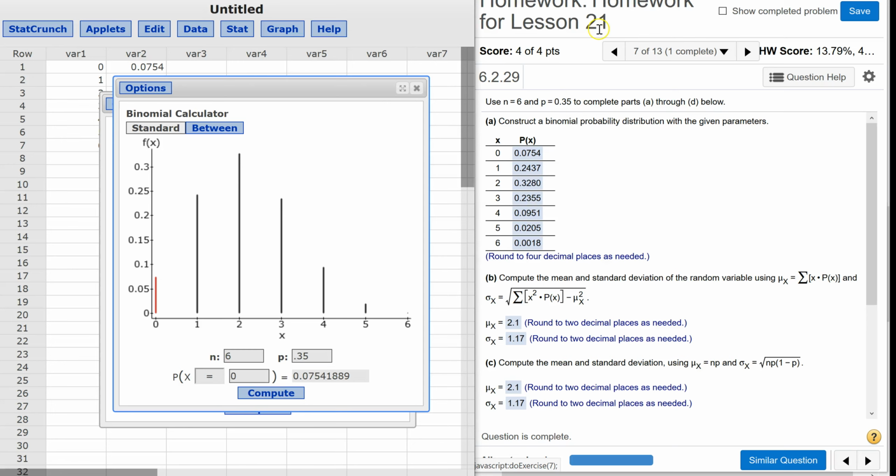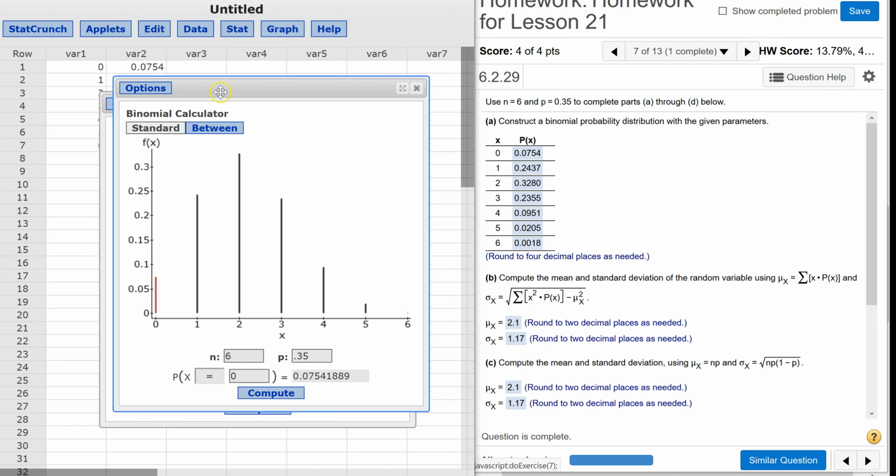In homework lesson 21, problem number 7 is a binomial probability distribution, which starts off with n equals 6 as the number of trials, and the probability of success being 0.35. The first item to do is construct a binomial probability distribution. And so I did that over in StatCrunch.